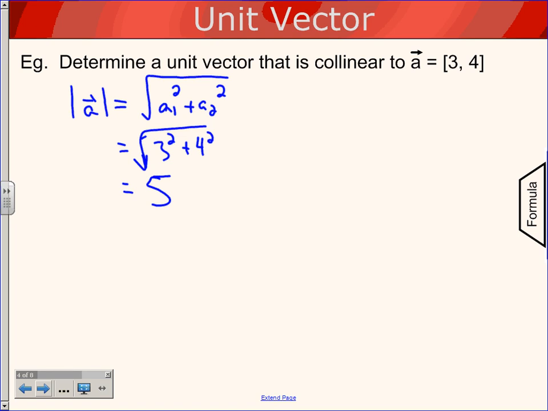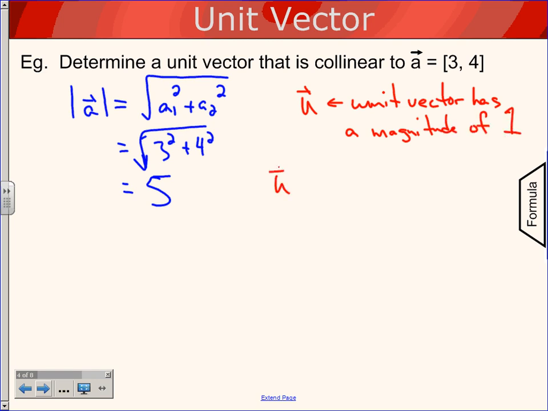So if I want a unit vector, my unit vector needs to have a magnitude of 1. So if I want to compare my unit vector to vector A, which had a magnitude of 5, I need to divide vector A by 5. Right? I need it to be 5 times smaller. So we just do that 1/5 trick again, just like we did in the previous one.